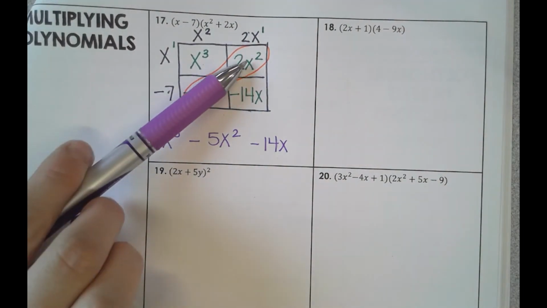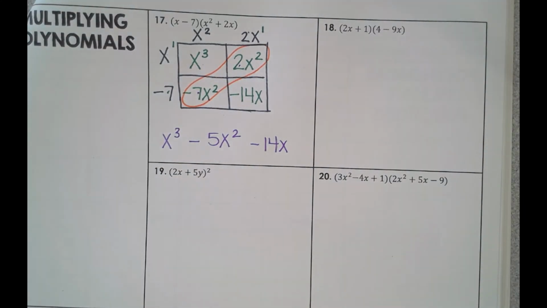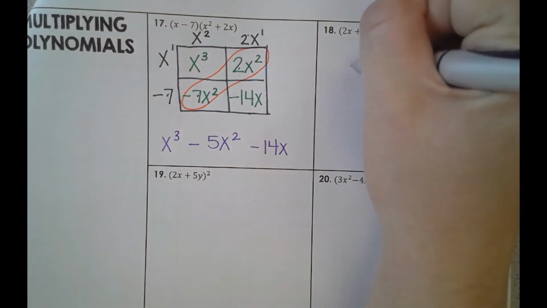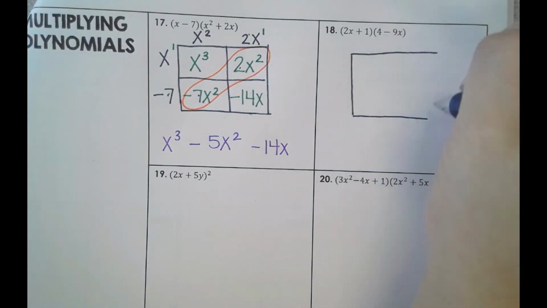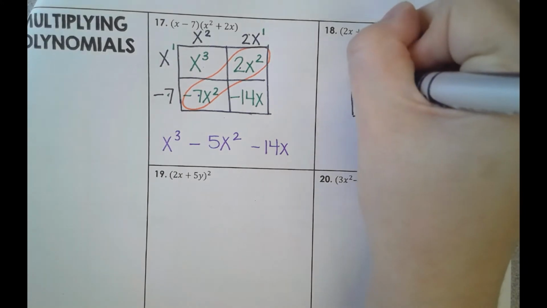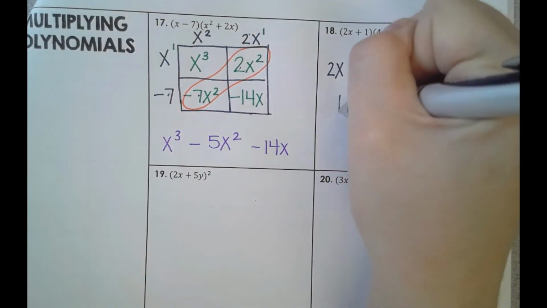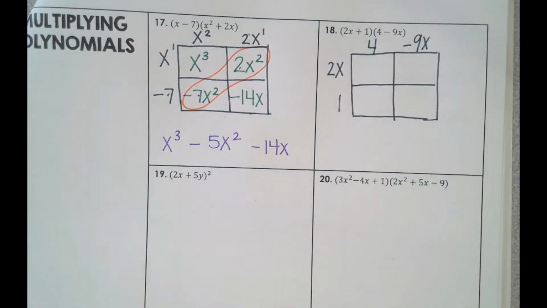So anytime you have like terms, you just combine or add them. The 2 and negative 7, when I added, I got negative 5. Number 18 is also going to be 2 by 2. So we have 2x plus 1, 4 minus 9x.